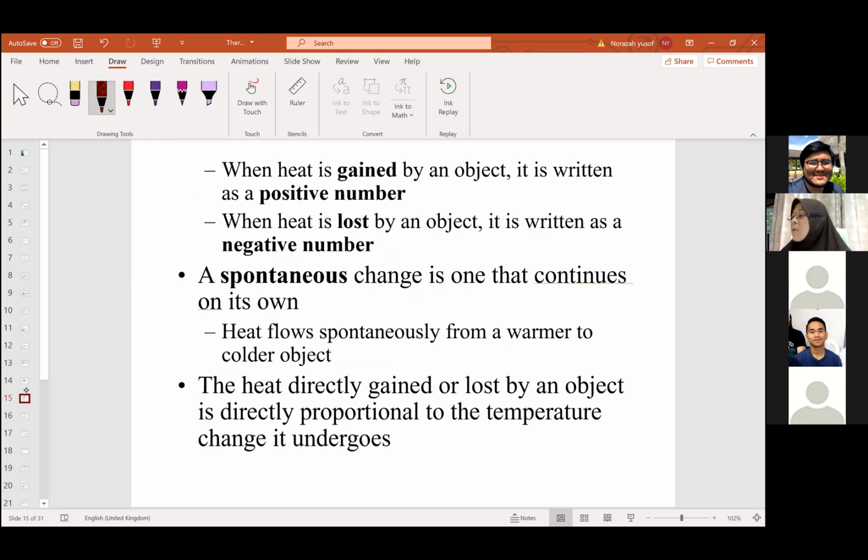This one is just what we talked about just now, the negative and the positive sign. This one let us discuss later.